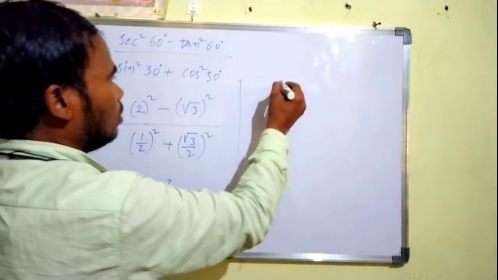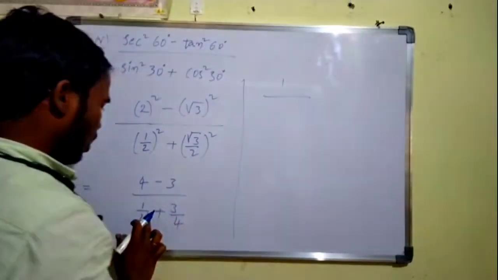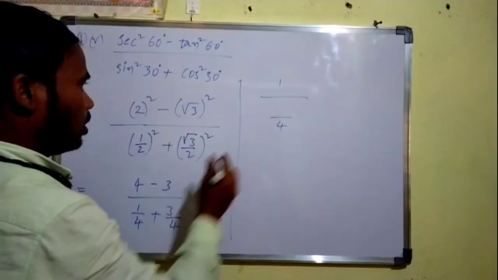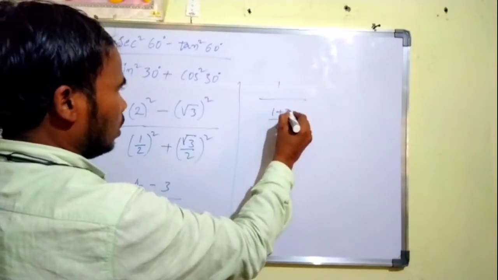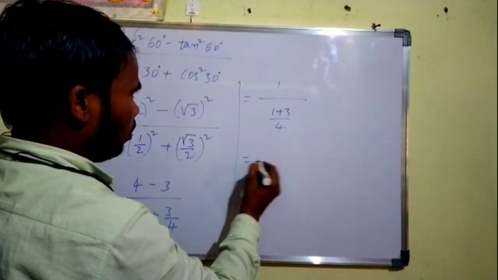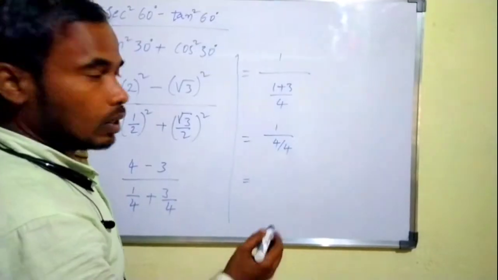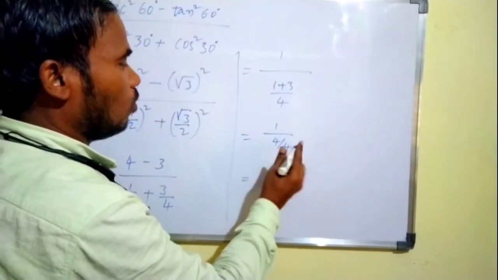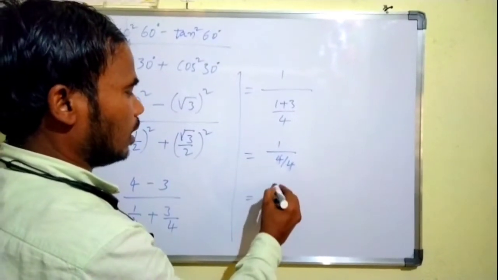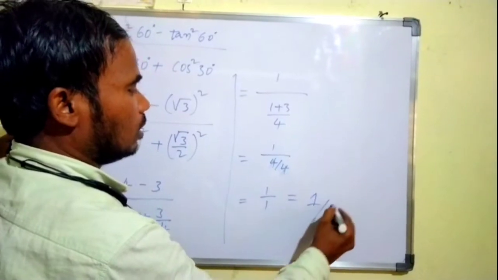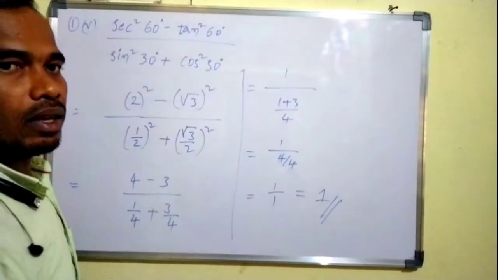Now 4 minus 3 is equal to 1 by, the LCM is 4. So 1 plus 3 is equal to 1 plus 3, that is 4 by 4. 4 by 4, the 4s cancel, getting 1 by 1. 1 by 1 means the answer is 1. This is the fifth question, it is finished. Now we are going to the second bit.